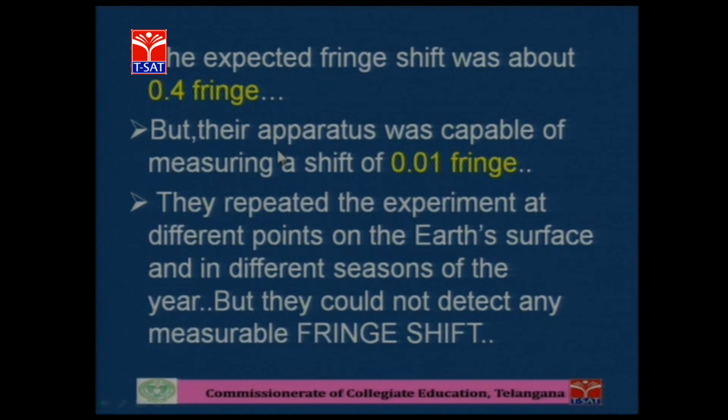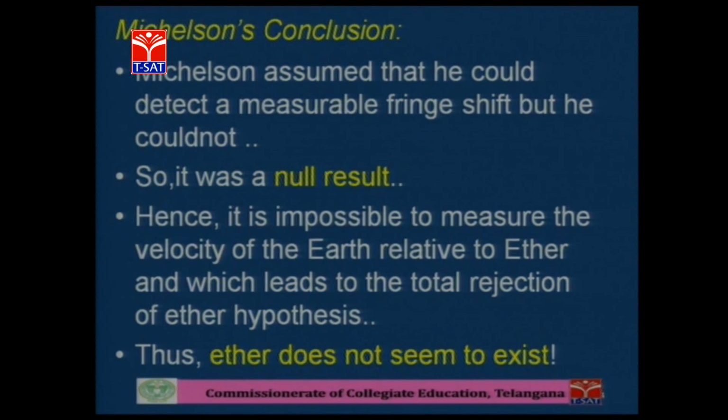But after doing this experiment, the fringe shift observed was 0.01 fringe, which is very much less when compared to 0.4. Michelson and Morley conducted this experiment repeatedly at different points on the earth's surface, in different seasons of the year and at different positions of the earth, but they could not detect any measurable fringe shift close to the 0.4 fringe they had approximated. Michelson had assumed that there would be a measurable shift, but he could not measure it. So this result can be termed a null result or a negative result.